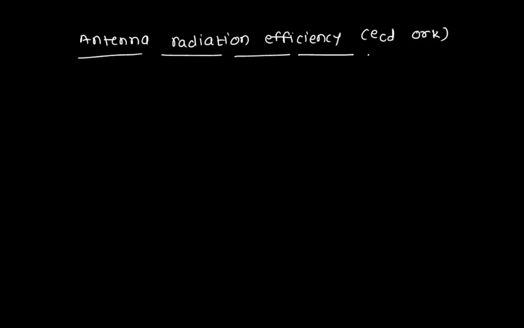So ECD, C stands for conduction loss, and D stands for dielectric. So this CD is also called the conduction dielectric efficiency. While calculating directivity, we use the power radiated by the antenna. So when you are giving some power to an antenna, will all the power be radiated in the free space? You have some conductor, you have some dielectric over there.